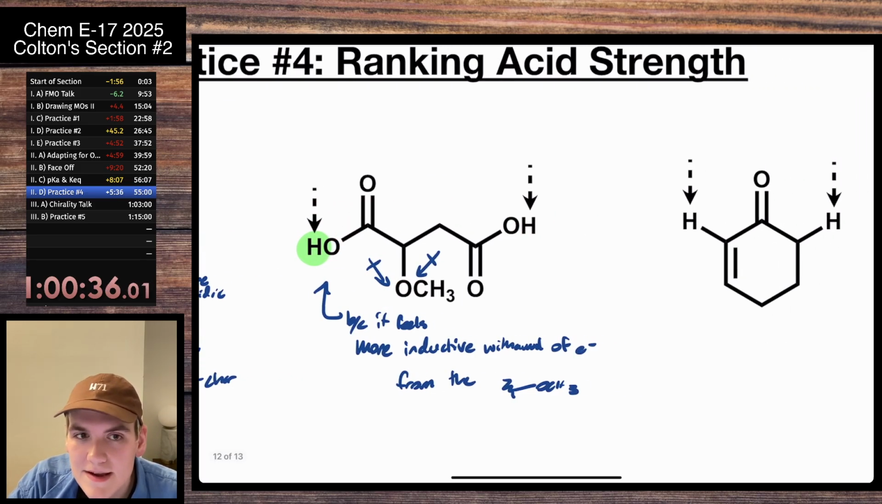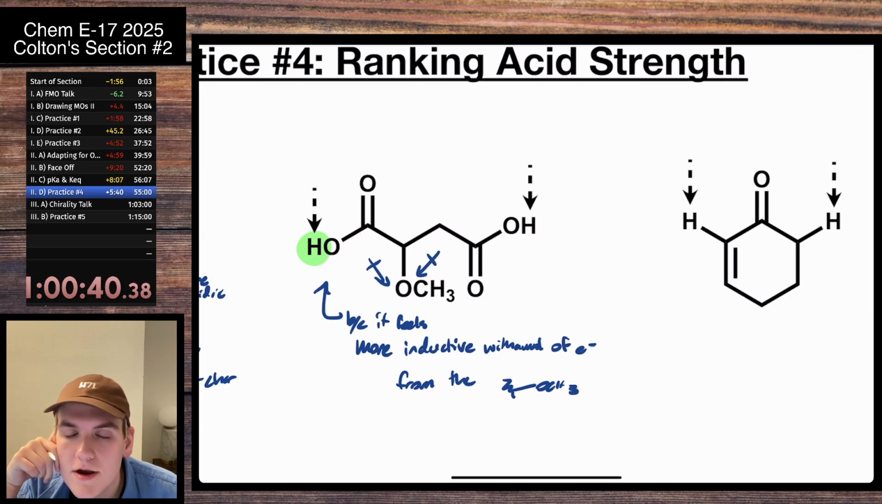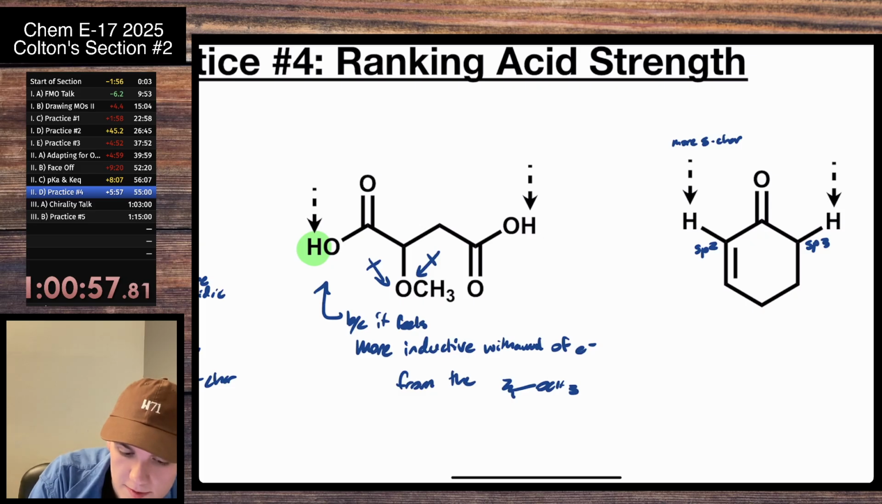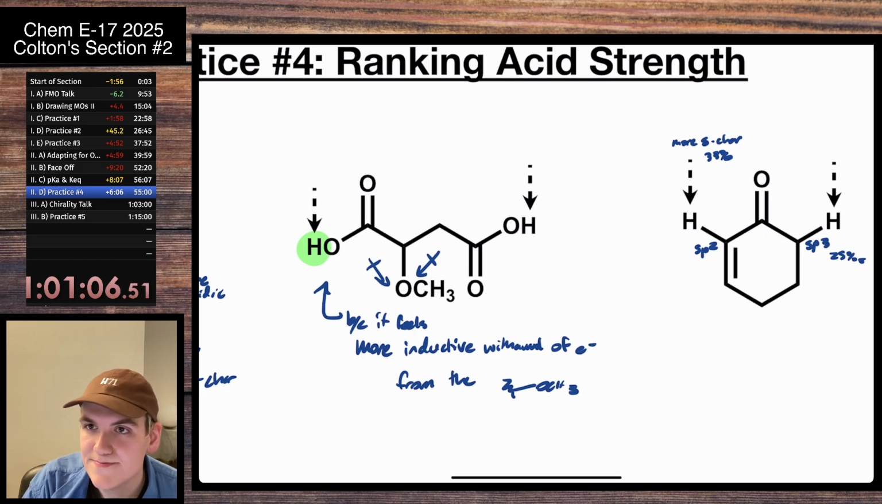And the last one over here is a little bit harder. We have 2 carbon-hydrogen bonds. They're both to carbon. This one's going to be sp2, and this one's going to be sp3. So this one over here has more s character because this is 33%, whereas sp3 is 3 parts p, 1 part s, which is 25% s. But there's something else going on here.